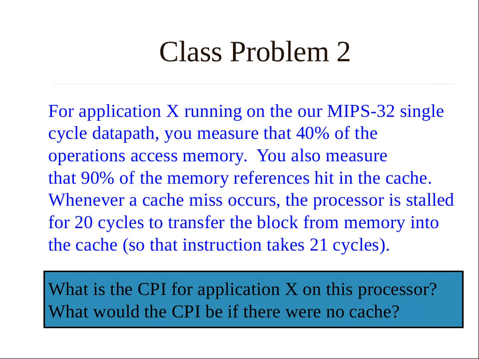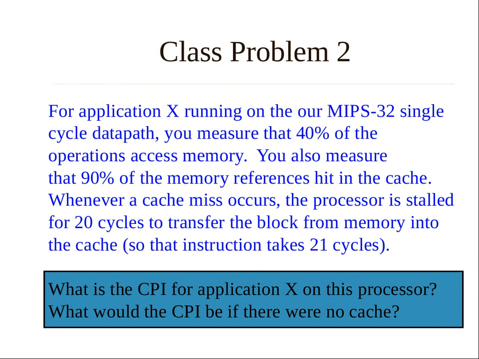Let's do a class problem. For a given application running on our MIPS32 single cycle data path that we've talked about and that you're all going to implement perfectly in Lab 5, you measure that 40% of the operations access memory. You also measure that 90% of memory references hit the cache. Whenever a cache miss occurs, the processor is stalled for 20 cycles to transfer the block into memory. So the instruction takes 21 cycles. What is the cycles per instruction for application X on this processor?